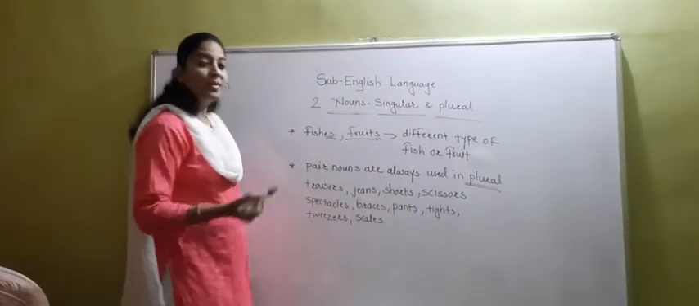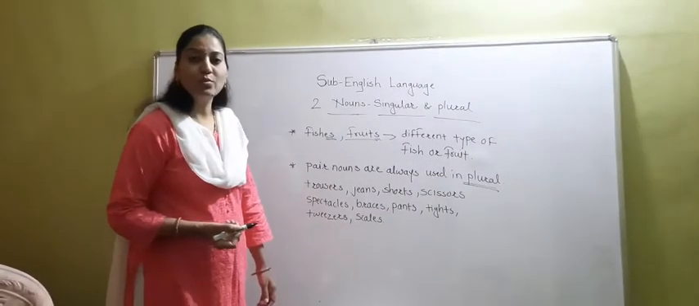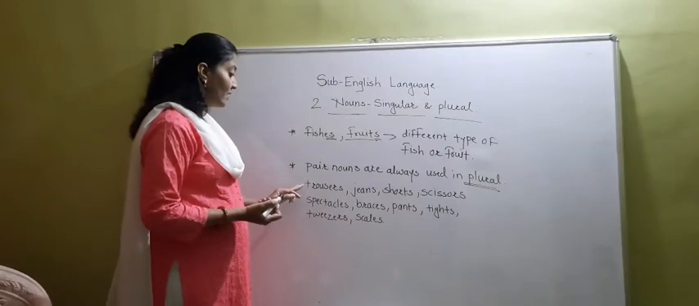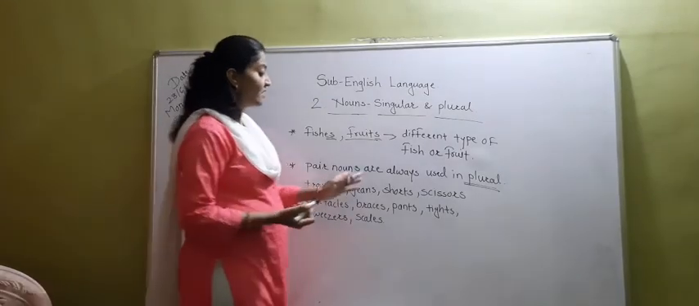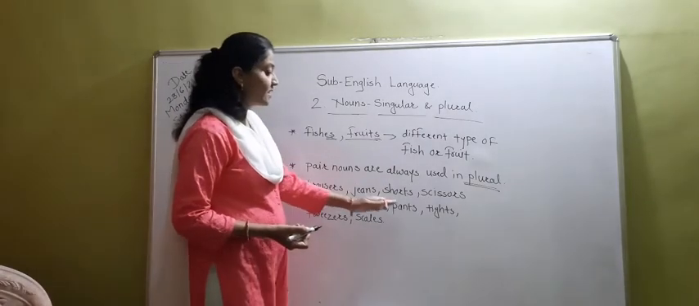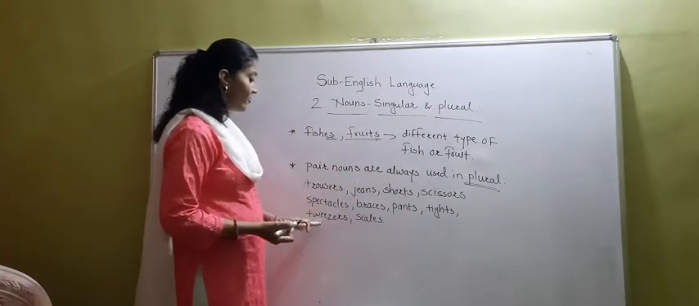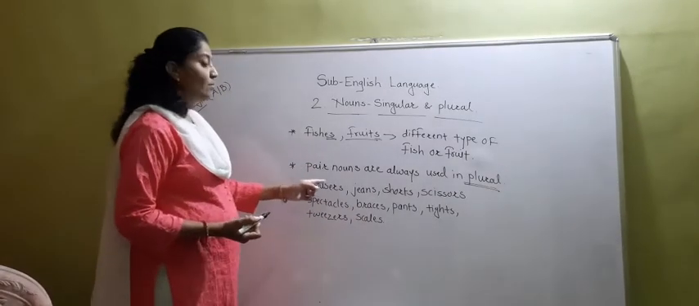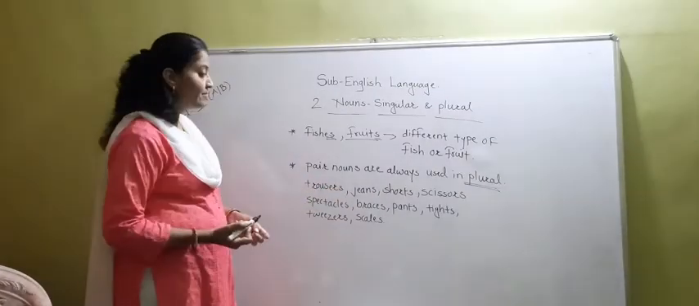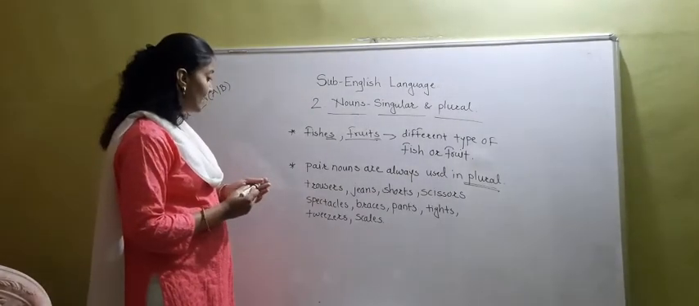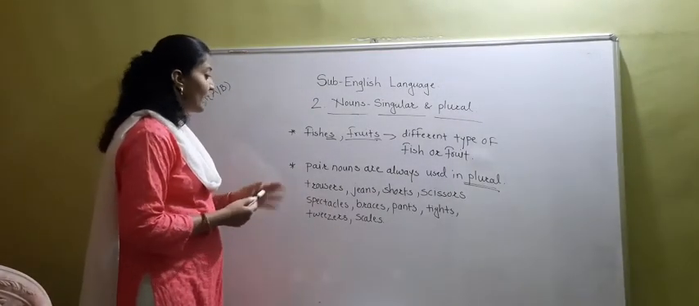मतलब हम हमेशा उनको यूज करते वक्त उनका प्लूरल करके ही यूज करते हैं. So, is this clear to you? Trousers, jeans, shorts, scissors, spectacles, braces, pants, tights, tweezers, scales. In every word, we have made plural of it. I hope this is clear to you. Now see more examples of pair nouns.